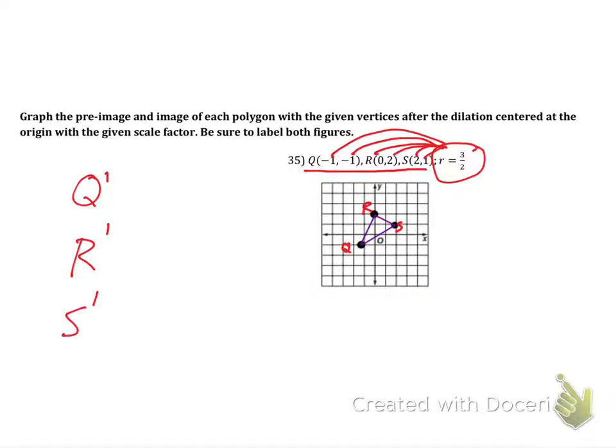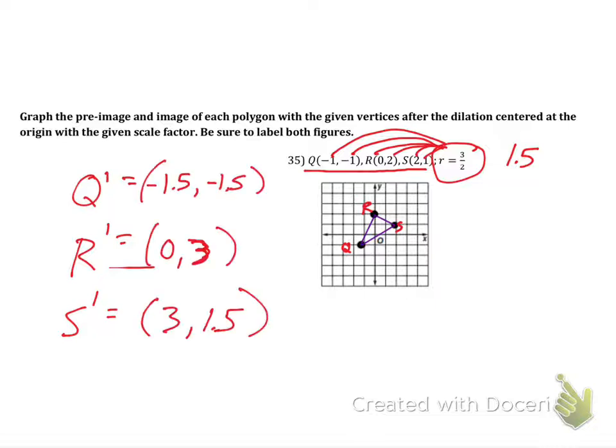So what I'm going to do here is, even though it's a fraction, don't worry about it. I know that 3 divided by 2 is 1.5. So I'm going to multiply each one of these by 1.5. After multiplying all of them by 1.5, these are my new points. So then I'm just going to graph these. So that would be negative 1.5, negative 1.5. It's a little bit off right there, but it should be right in the middle there somewhere.